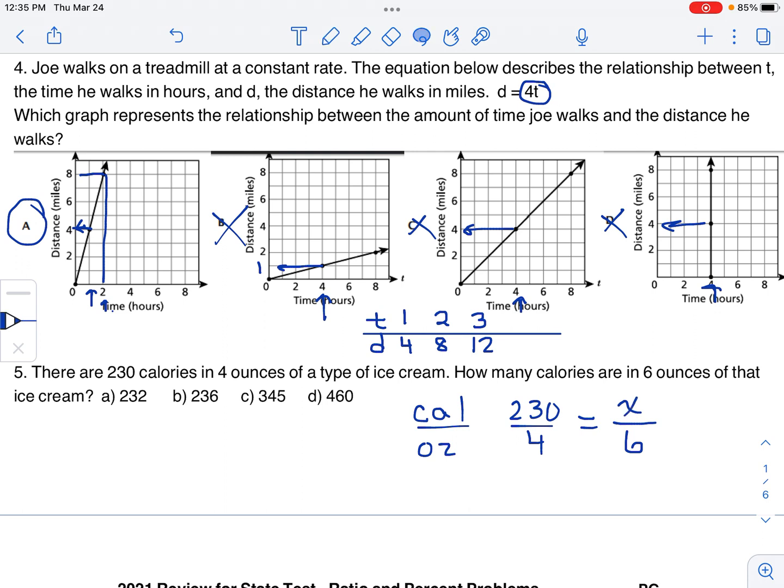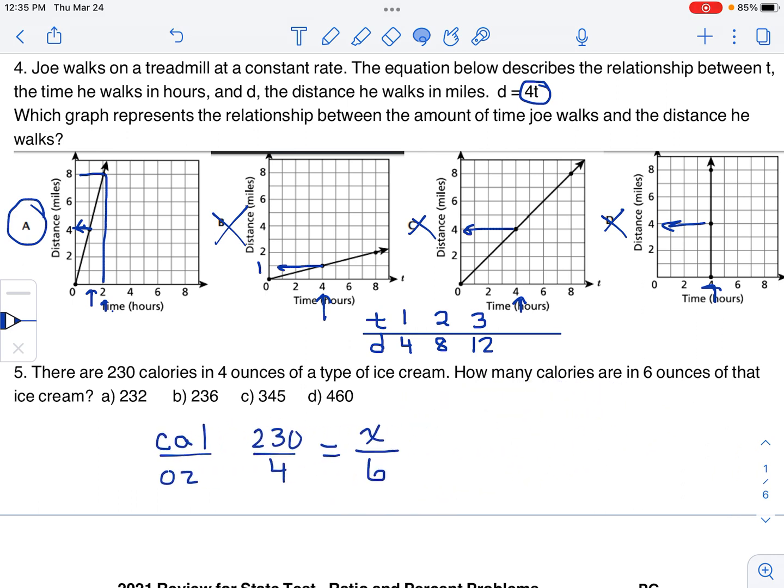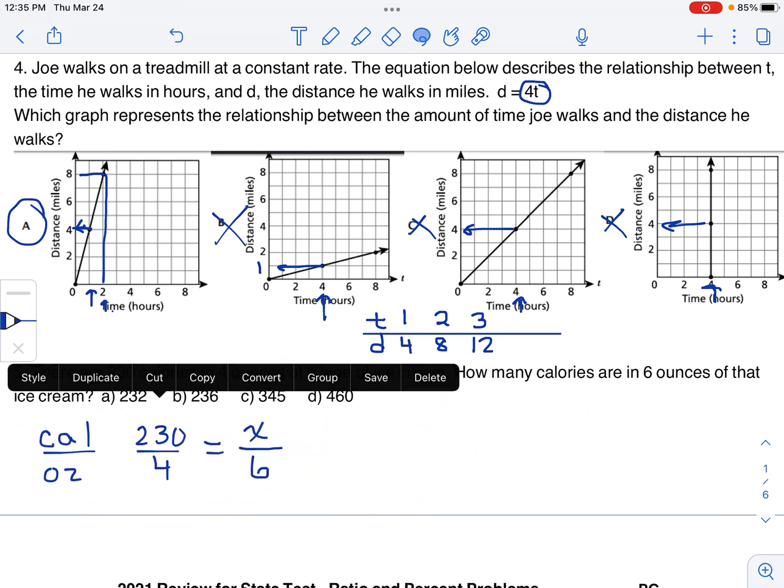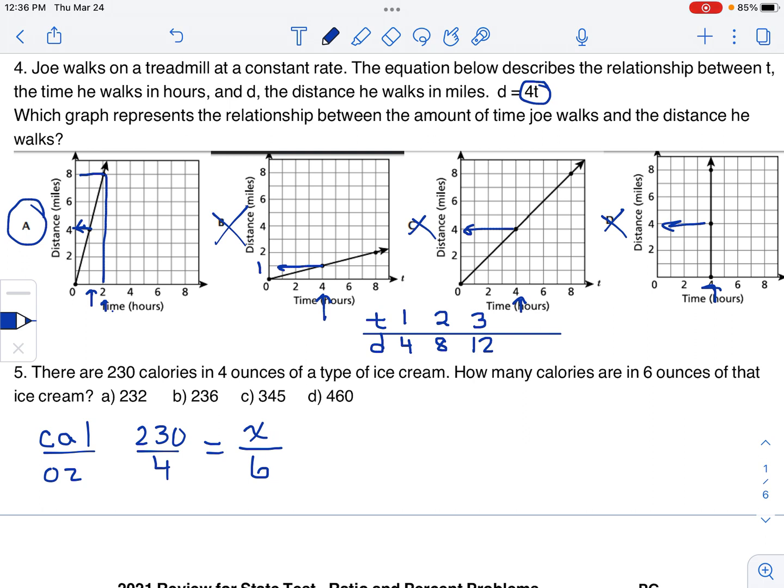All right, from here we can cross multiply, or you can find the unit rate. How many calories are in 1 ounce, and take those calories in 1 ounce and multiply it by 6. Both strategies are good. I'm going to cross multiply here. 230 times 6 is equal to 4 times x. So I'm going to show that multiplication on the side. I don't have my calculator here. Right, that's 1,380. And to figure out what x is, we're going to divide that by 4.